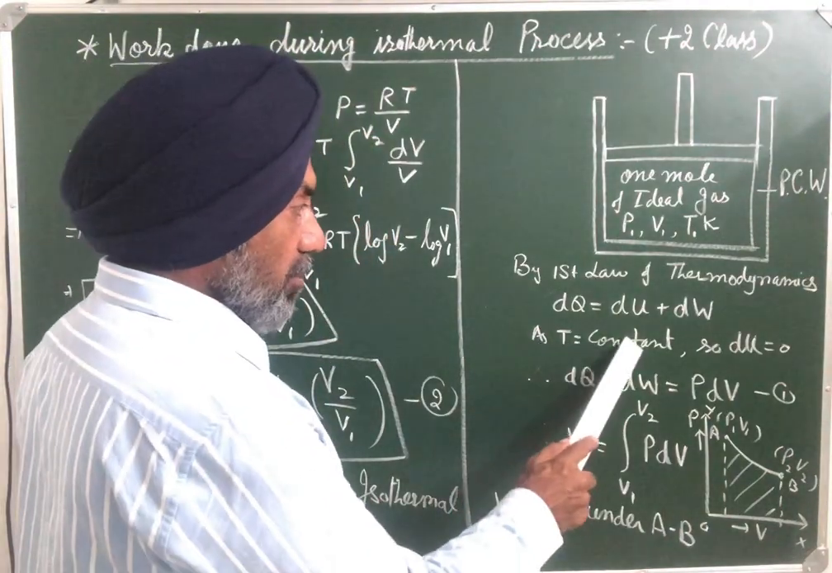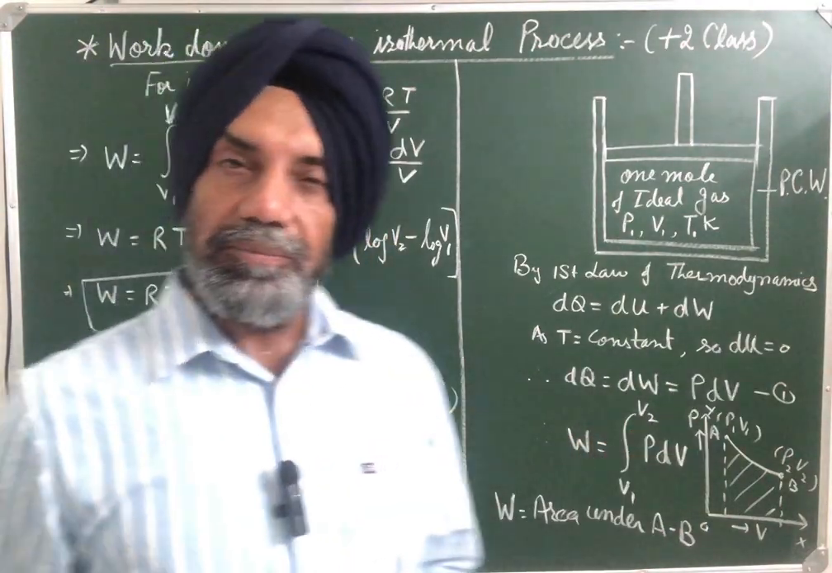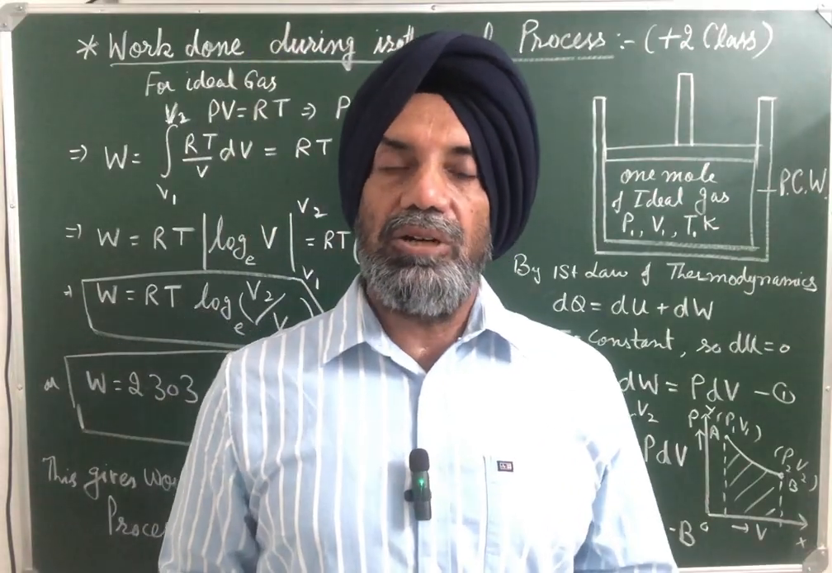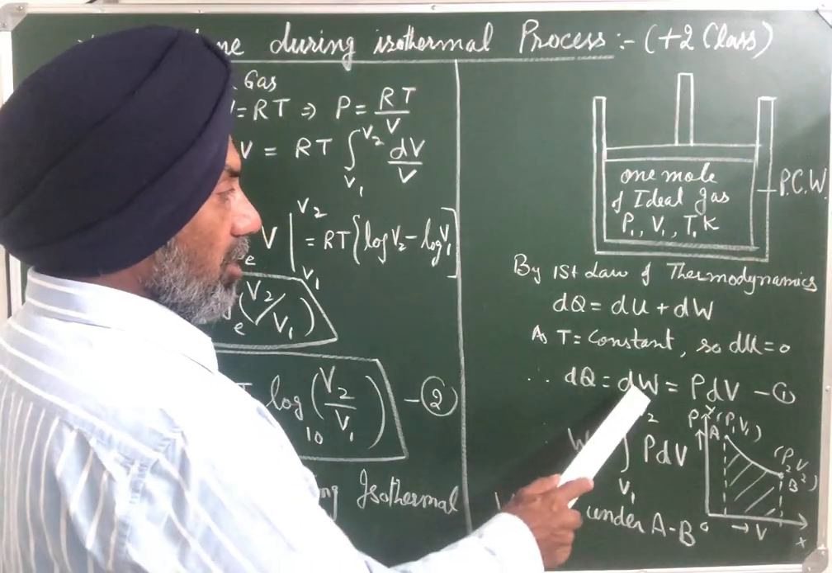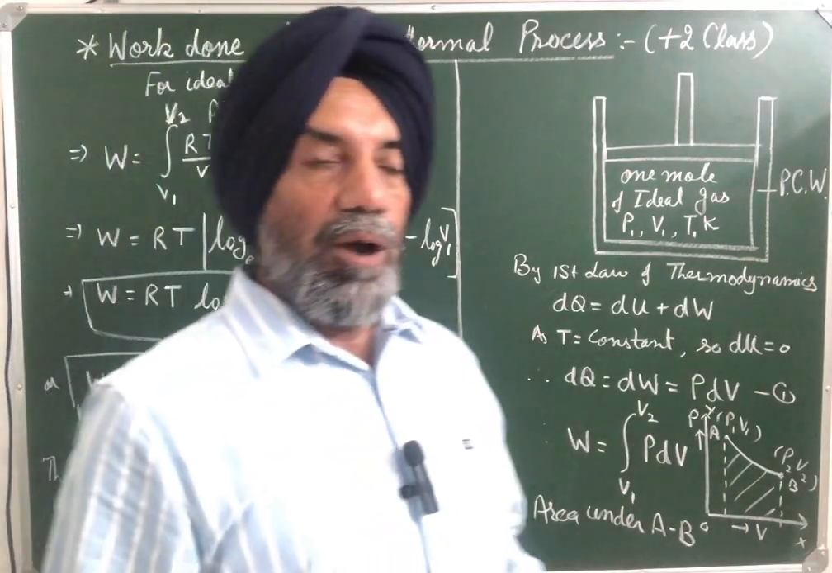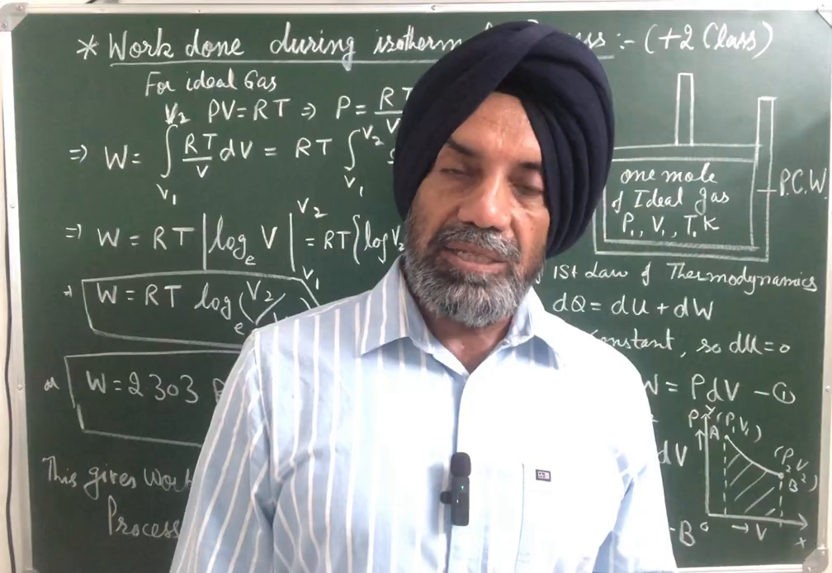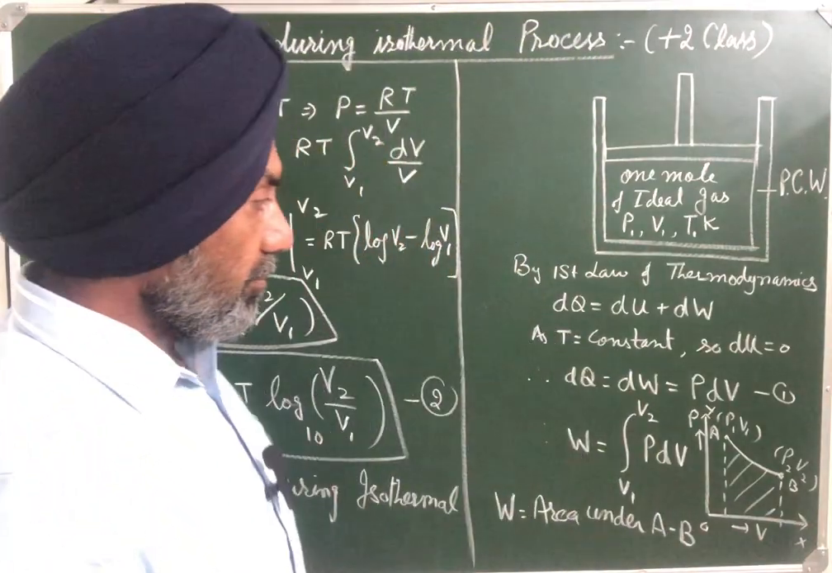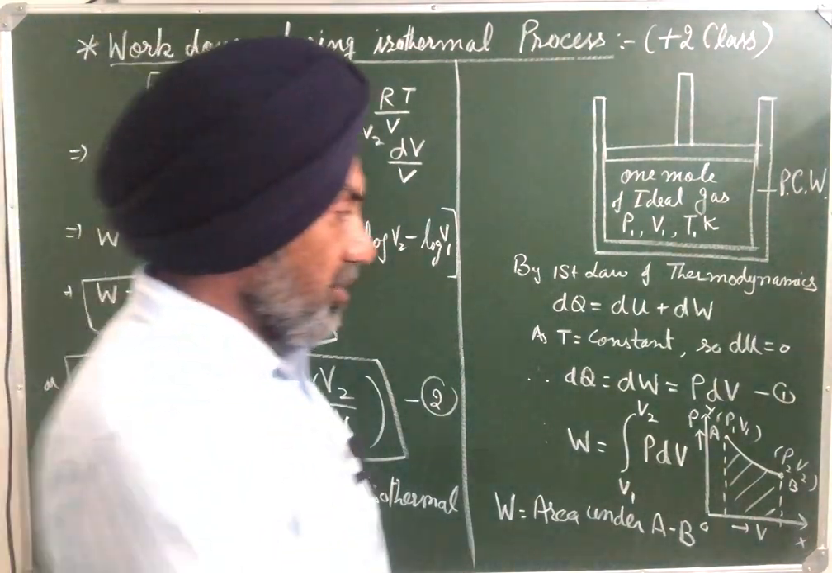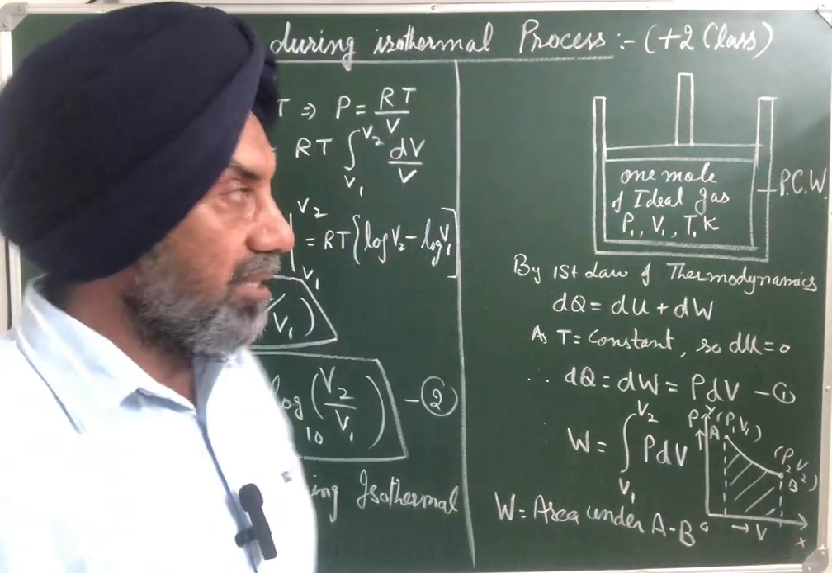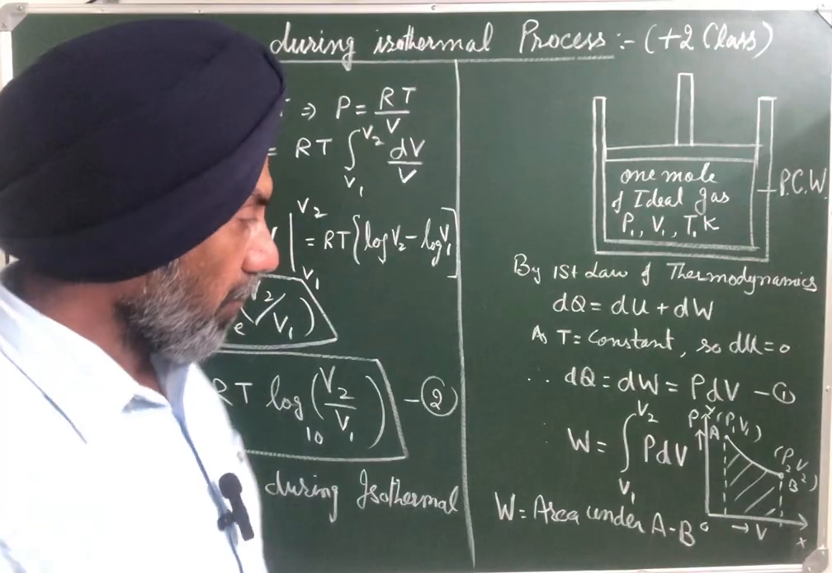So as temperature is constant, dU is equal to 0. There is no increase or decrease in internal energy of the system. So therefore dQ is equal to dW. That is, the amount of heat supplied is converted into work done, which is equal to PdV. By definition, work done is pressure into change in volume, because volume changes at a given pressure.